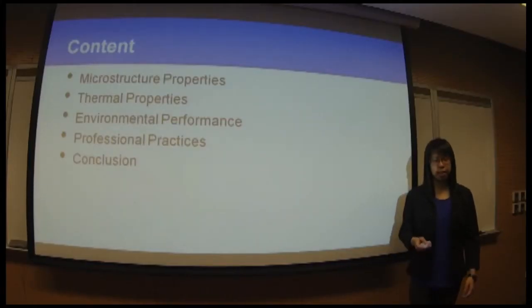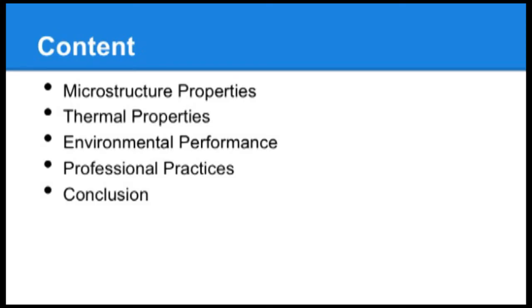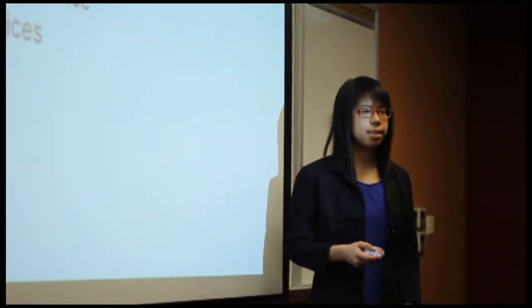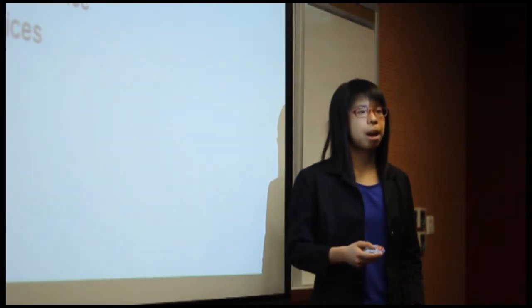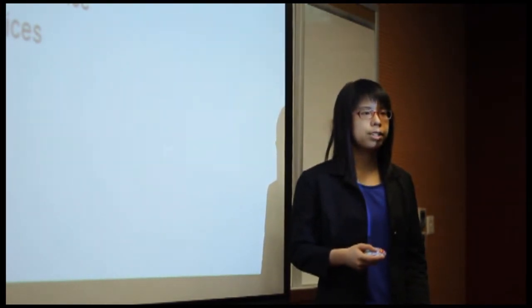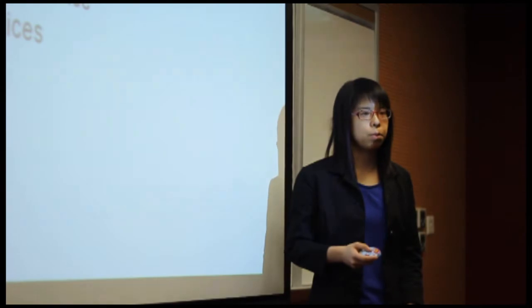Our project is divided into 5 main sections. In the first section, the microstructure properties of concrete and timber will be examined respectively, and comparison and contrast will be made between them. In the second section, the thermal properties of concrete and timber will be examined respectively, and comparison and contrast will be made between them.